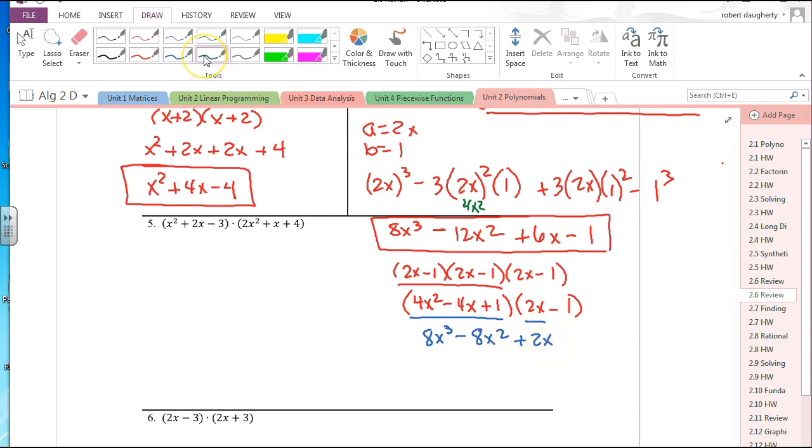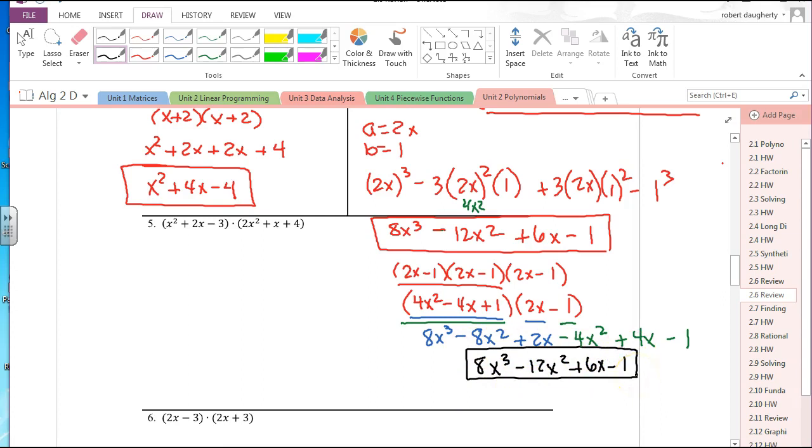And then this negative 1 needs to multiply everything in that first parentheses. So minus 4x squared plus 4x and minus 1. Combining like terms, this would all give me 8x cubed minus 12x squared plus 6x minus 1. So that is the same answer that you see that I got right up here. So two ways of working that particular problem.